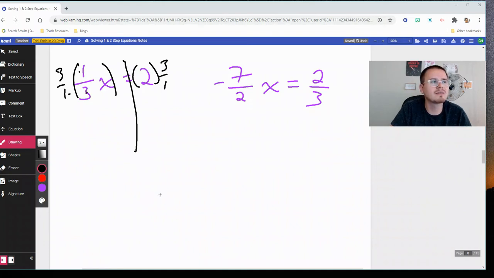1 times 3 is 3. That makes a 1 over 3 over 3 makes a 1 over 1, which makes a 1, which makes the x. 2 times 3 over 1 is just 6 over 1, which is just 6.